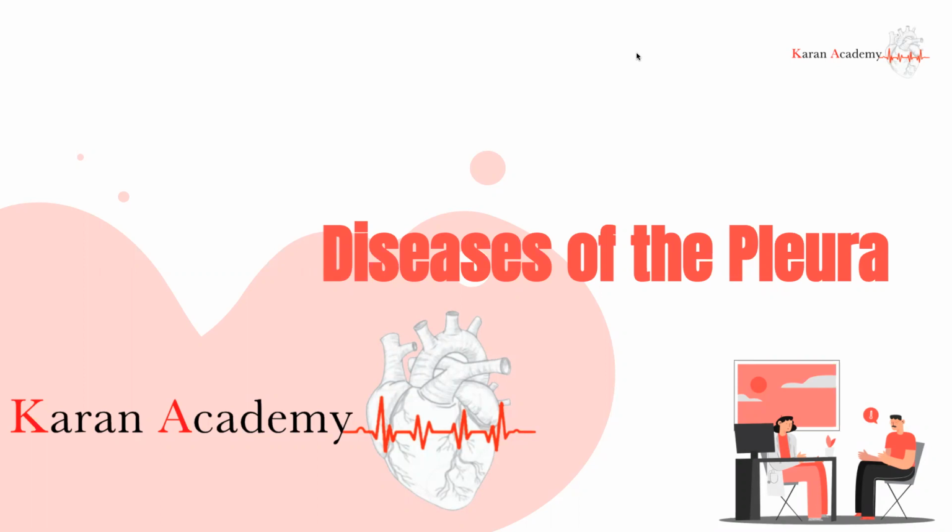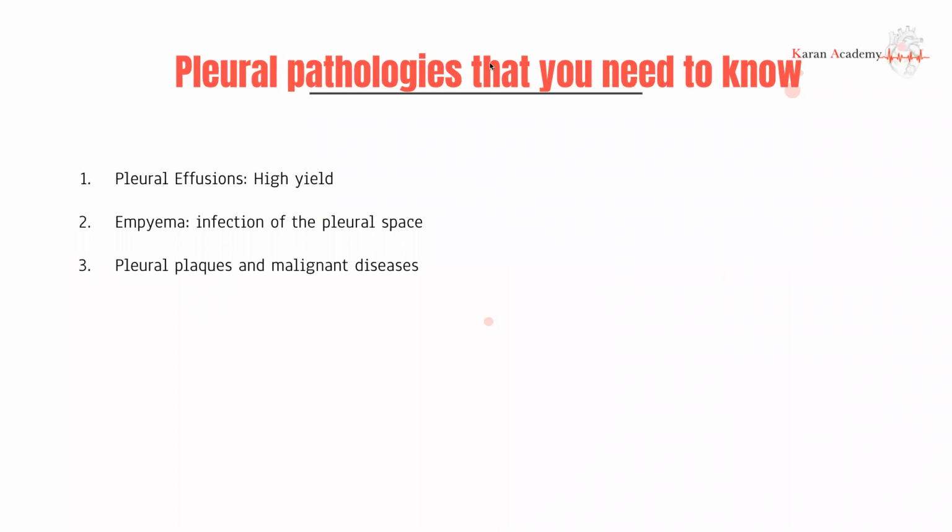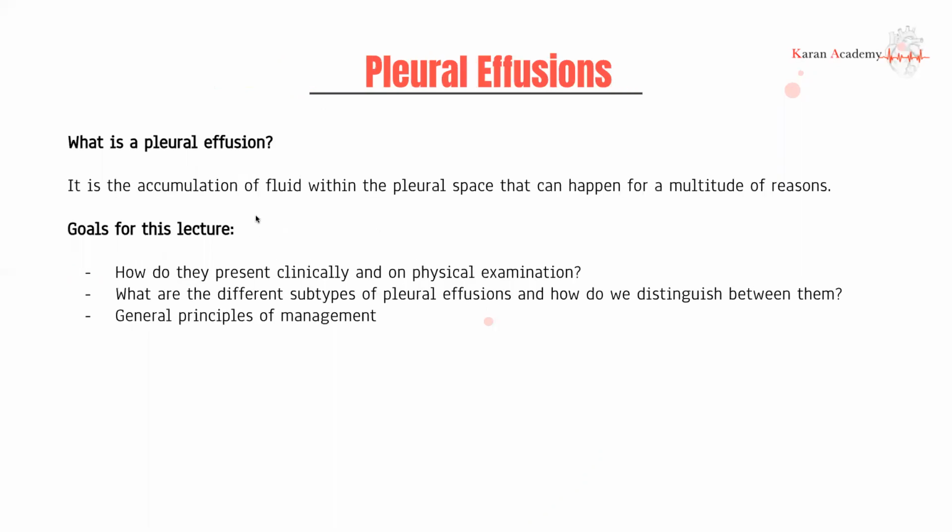Today, we're going to be talking about diseases of the pleura. Now, this is a bit of a bigger lecture. The three main areas we'll be covering: first, pleural effusions. Now, this is a very high yield topic. I would hope you guys know this thoroughly. Then we have empyemas, which are infections of the pleural space, and then we have pleural plaques, asbestosis, mesotheliomas, all of those things. So let's start off with pleural effusion.